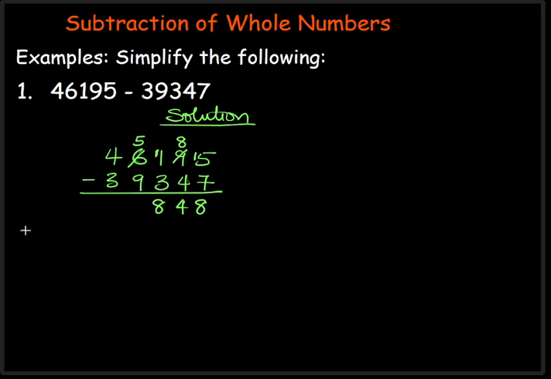5 minus 9 cannot, because 5 is smaller than 9. So you borrow from 4 here. This will be 3, and you give here. 15 minus 9 will give us 6. 3 minus 3 will be 0. Remember, 0 starting a whole number can be ignored. So our answer is 6848. So that's the answer for number 1, 6848.